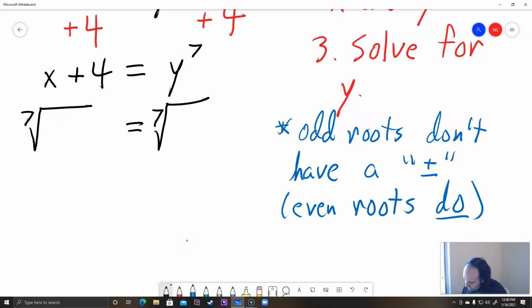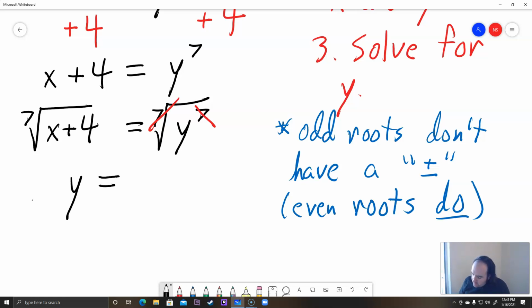So what we got here is on the left side we have 7th root of x plus 4. And then on the right side we have 7th root of y to the 7. Now remember, you just apply whatever root you need to get rid of the power. So because we're taking the 7th root of y to the 7, the 7th root and the 7th power cancel out. So we just get y. That gives us y equals 7th root of x plus 4.